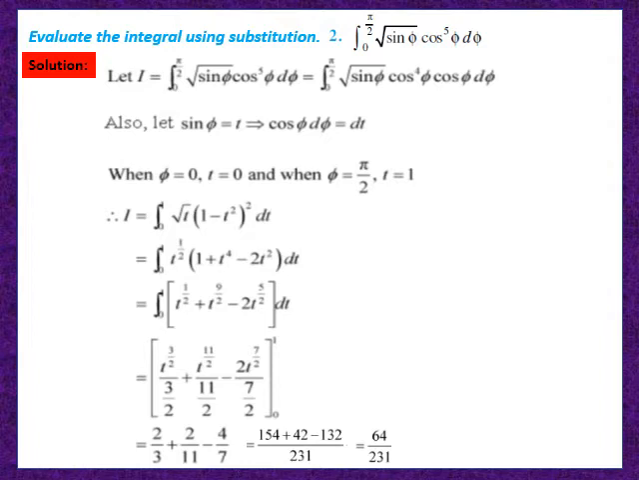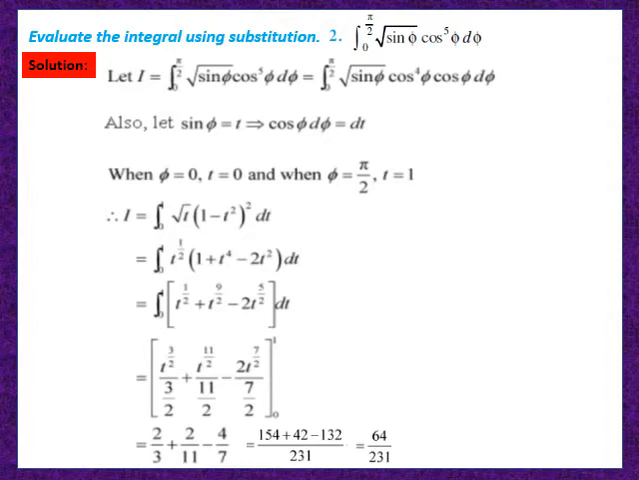If phi is equal to 0, t is equal to 0. And if phi is equal to pi by 2, t is equal to what? 1. So therefore the integral I becomes integral from 0 to 1 of under root t into (1 minus t square) whole square dt. This gives integral from 0 to 1 of t power half into (1 plus t power 4 minus 2t square) dt. After multiplying we get integral from 0 to 1 of t power half plus t power 9 by 2 minus 2t power 5 by 2 dt. Using the identity for x power n, we get t power 3 by 2 upon 3 by 2, plus t power 11 by 2 upon 11 by 2, minus 2t power 7 by 2 upon 7 by 2, from 0 to 1.